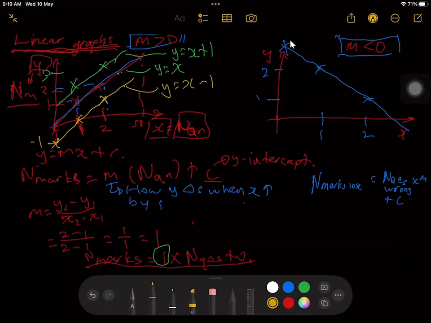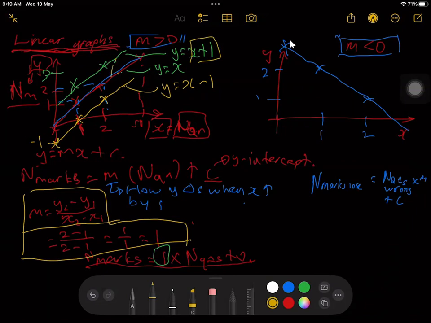So those are the most important features of linear graphs. Firstly, we covered gradient. What is gradient? Gradient is just how much y changes when x increases by 1. And it is found by this formula over here. The second thing that we covered are the effects of the y-intercept. If we increase the y-intercept, the line shifts up parallel. And if we decrease the y-intercept, the line shifts down parallel. The same effect can be seen if you try it on this graph where the gradient is less than 0.